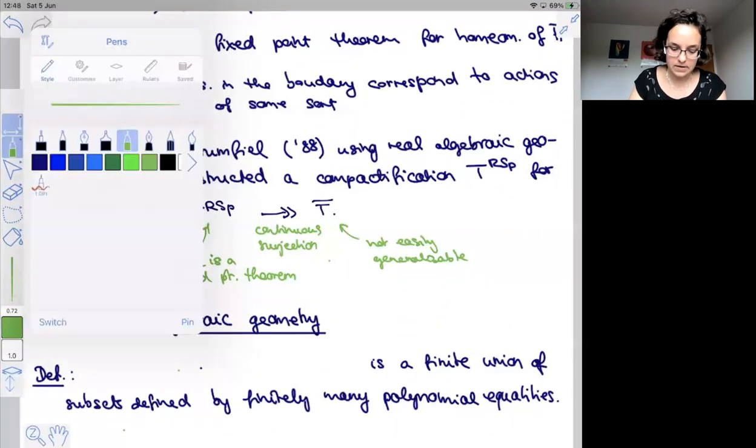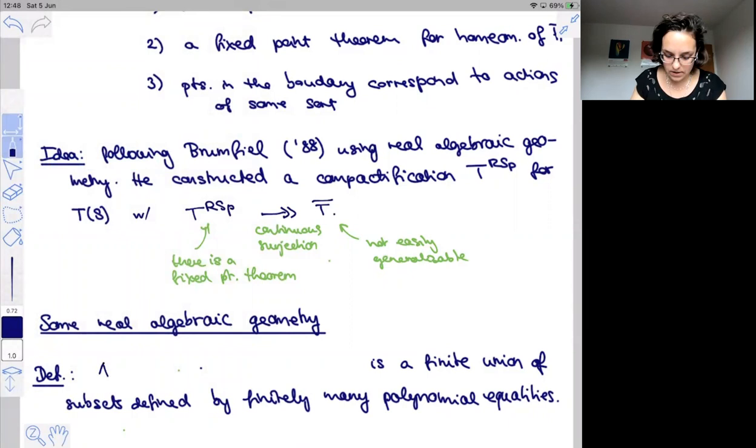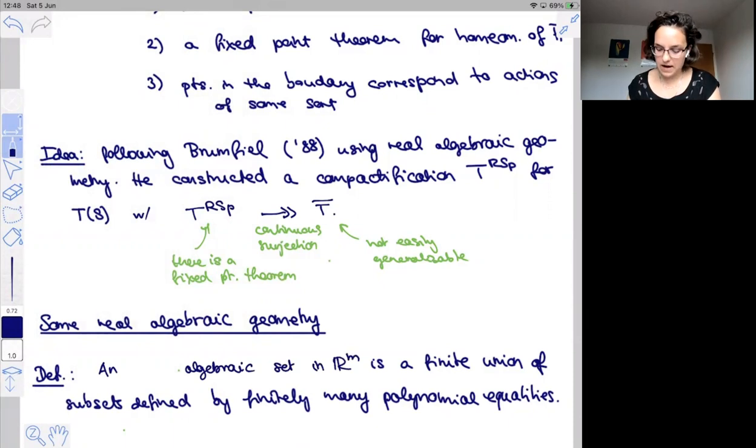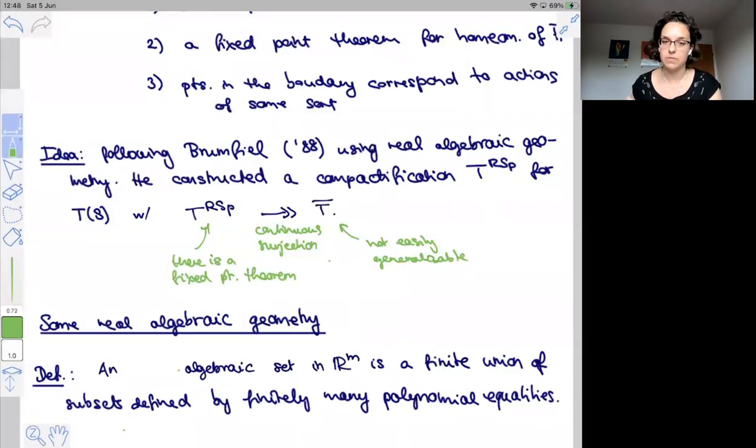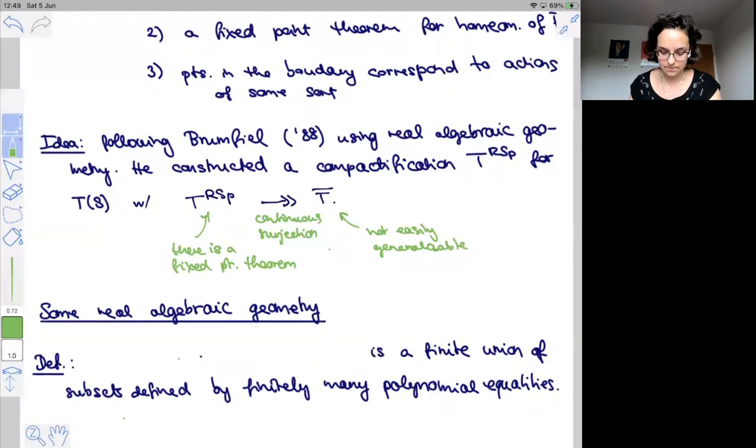Okay, let's start by defining the main object. So we already know that an algebraic set in R^m for some m is a finite union of subsets defined by finitely many polynomial equalities, for example, a circle. And if we now want to go into the study of real algebraic geometry, another important object that we need to consider are semi-algebraic sets. And semi-algebraic sets are very similar to algebraic sets, but we additionally allow inequalities to define our sets. So let's give some examples.